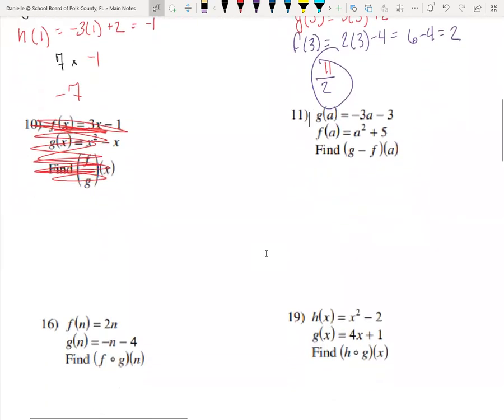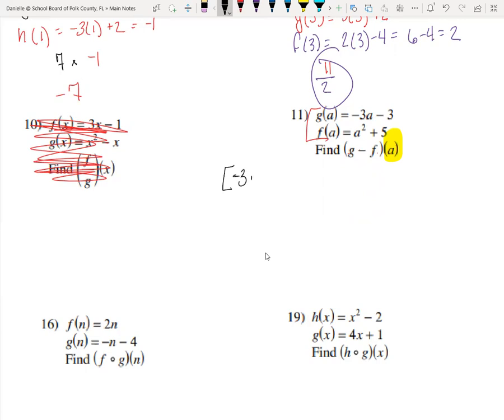Now, let's go ahead and move on to 11. For 11, they did not give me a number here. I got a letter. I have a, which means that we're going to have to do these a little differently. We can't solve first and then subtract because we're going to still have letters in our equation when we are finished. But this does say g minus f. So we're going to take g and take f and subtract.